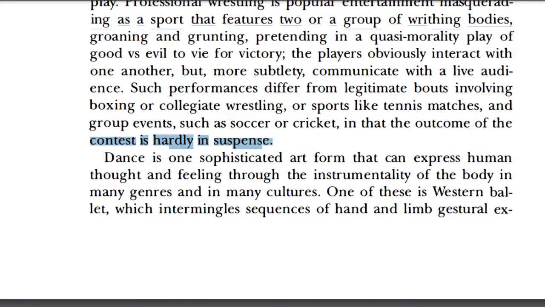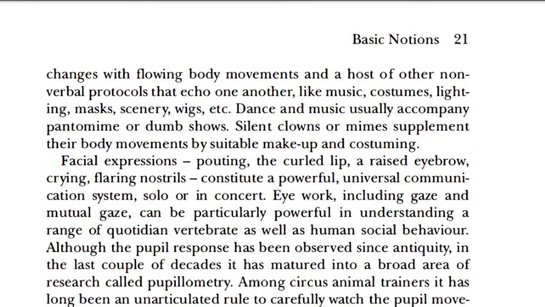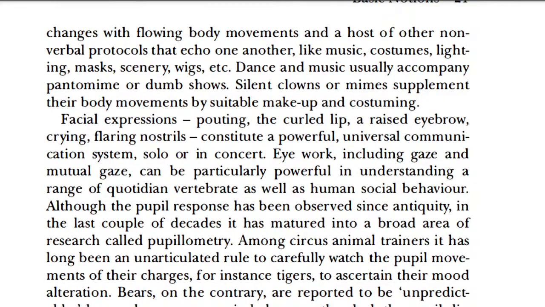Dance is one sophisticated art form that can express human thought and feeling through the instrumentality of the body in many genres and in many cultures. One of these is Western ballet, which intermingles sequences of hand and limb gestural exchanges with flowing body movements and a host of other nonverbal protocols that echo one another, like music, costumes, lighting, masks, scenery, wigs, etc. Dance and music usually accompany pantomime or dumb shows. Silent clowns or mimes supplement their body movements by suitable makeup and costuming.